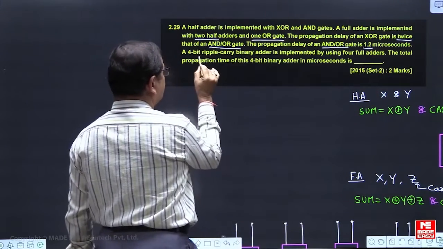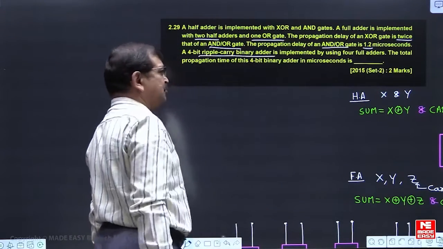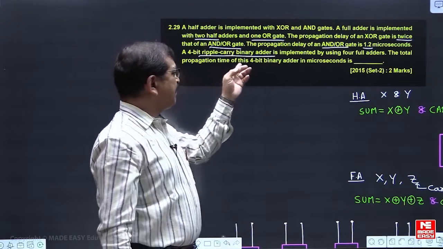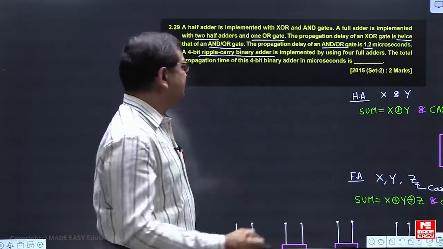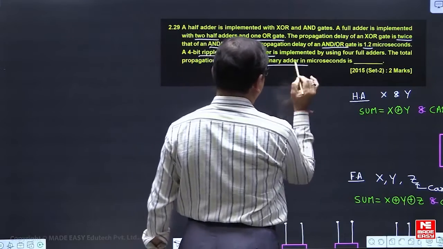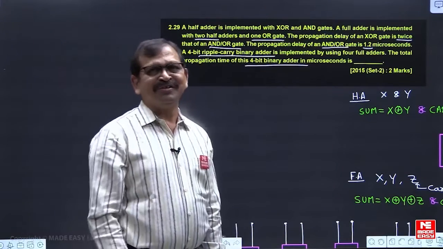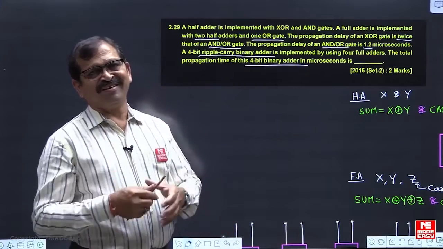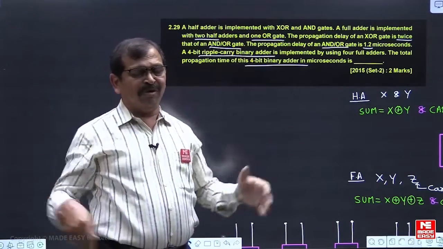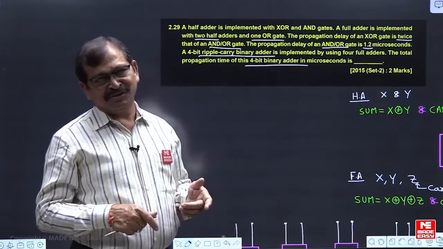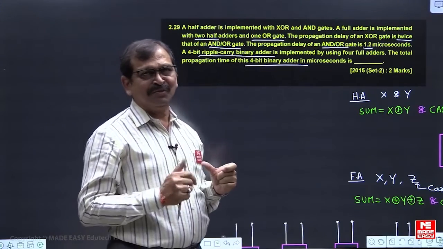A 4-bit ripple carry binary adder is implemented by using 4 full adders. The total propagation time of this 4-bit adder is what, in microseconds? It is a question on combinational circuits from a broader perspective, and specifically it is related to the arithmetic circuit. It's a very good question.